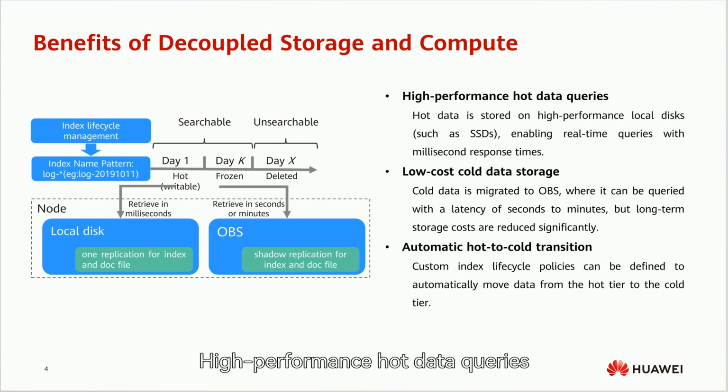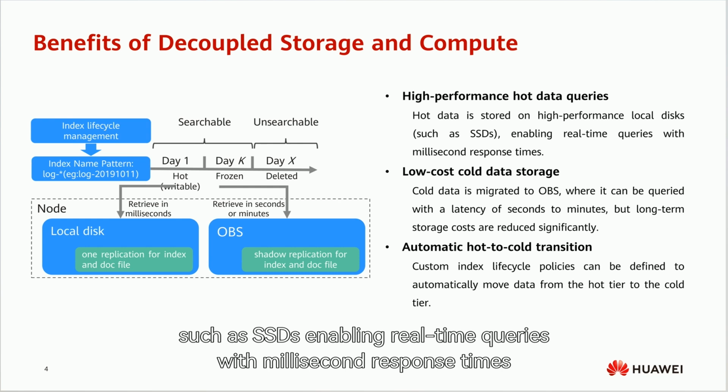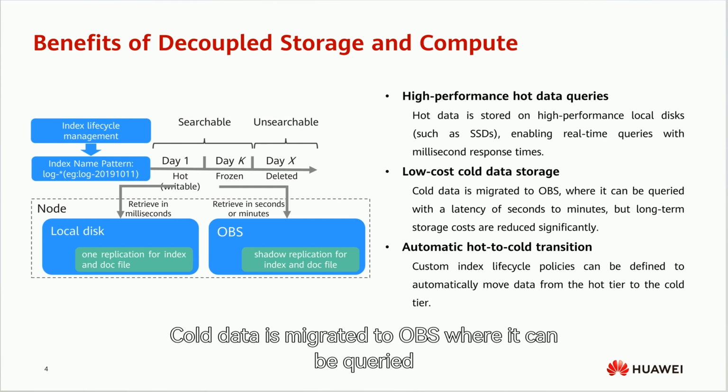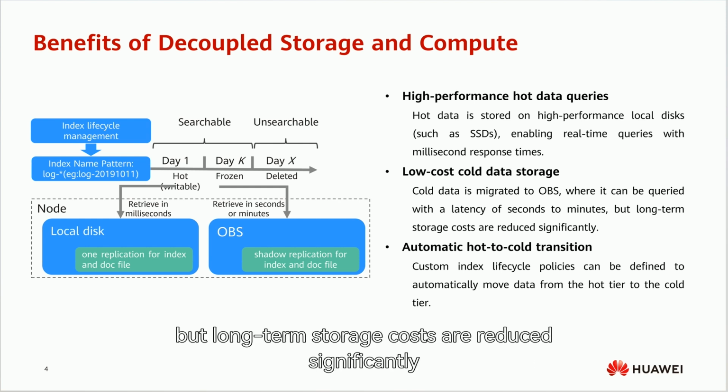High-performance hot data queries. Hot data is stored on high-performance local disks, such as SSDs, enabling real-time queries with millisecond response times. Low-cost cold data storage. Cold data is migrated to OBS, where it can be queried with a latency of seconds to minutes, but long-term storage costs are reduced significantly.